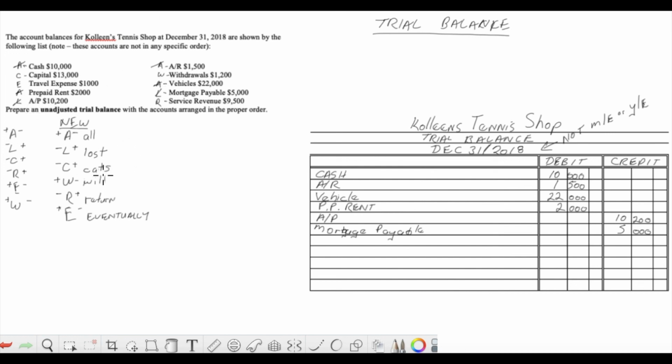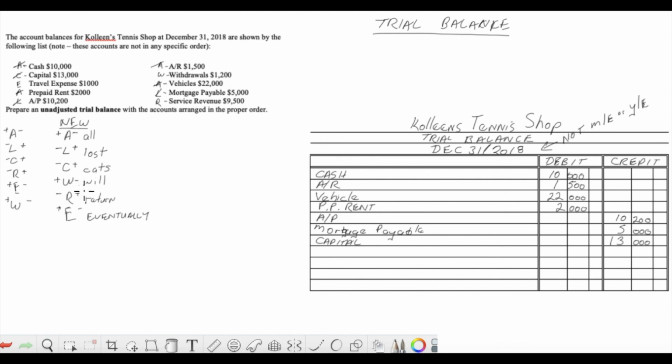Nope. Perfect. So the next one we have to do is capital, or CATS. Capital, right here. There it is, $13,000. So does it go on the debit side or the credit side? Well, let's look here. It goes on the credit side because it's a plus. And it goes on the right-hand side because it's a credit, right? We know that. It's a plus. So it's $13,000. Perfect. Any more capitals? Nope. So write that one off. Check.